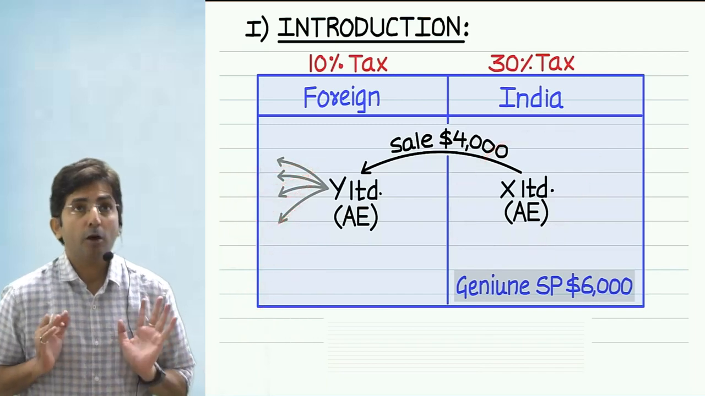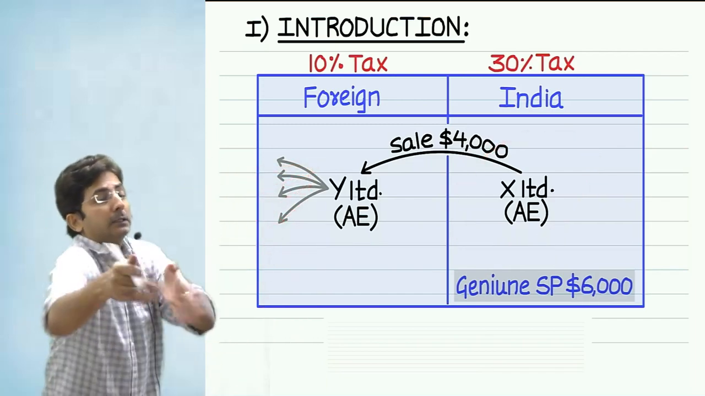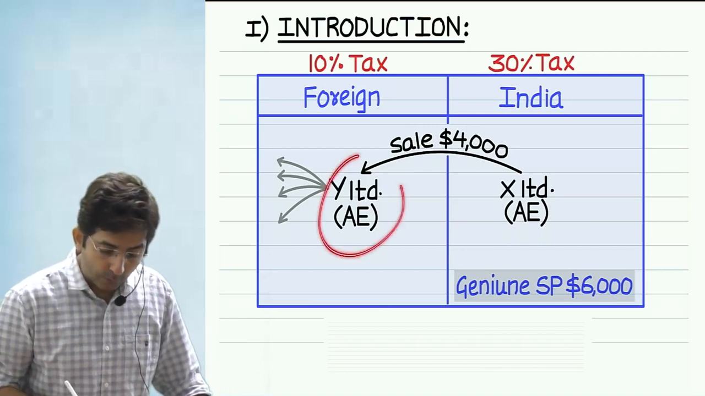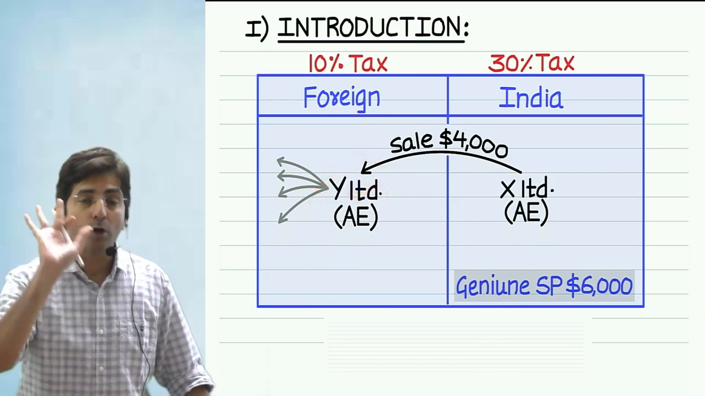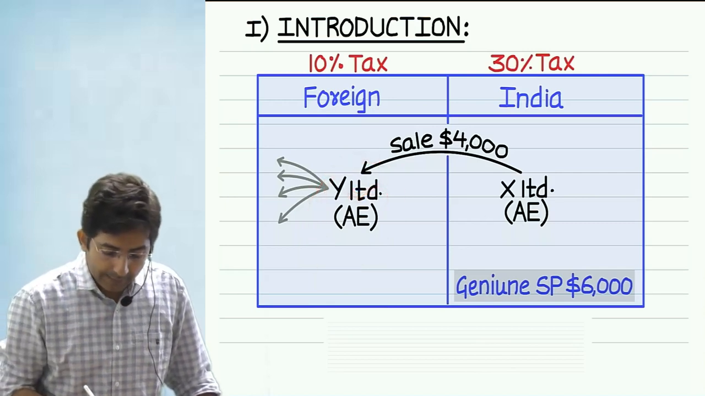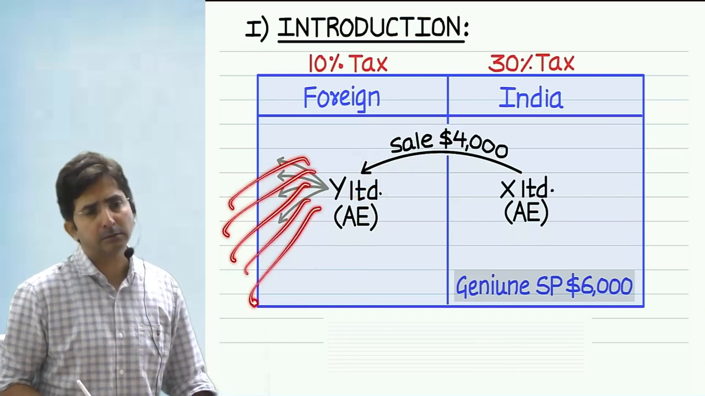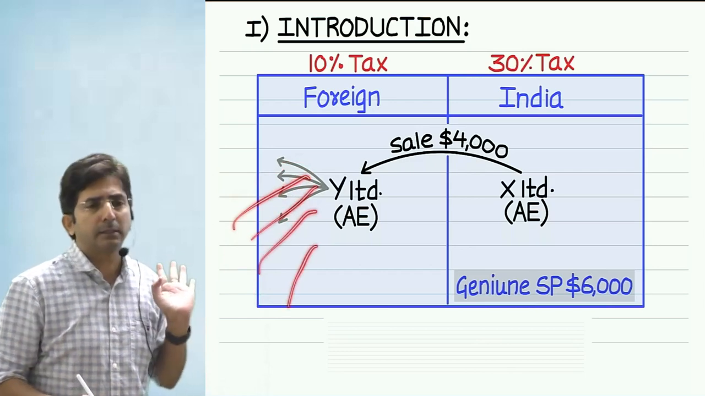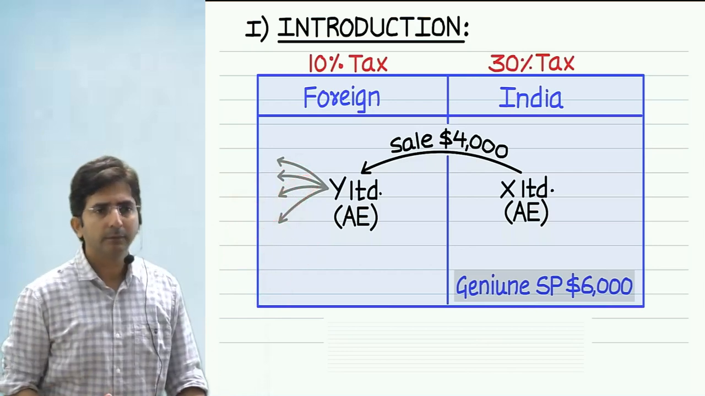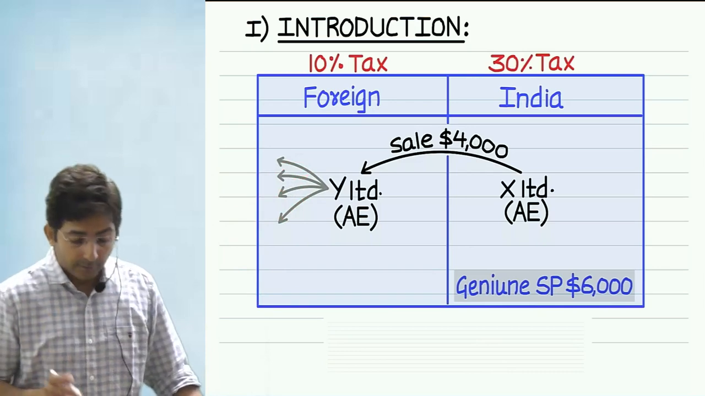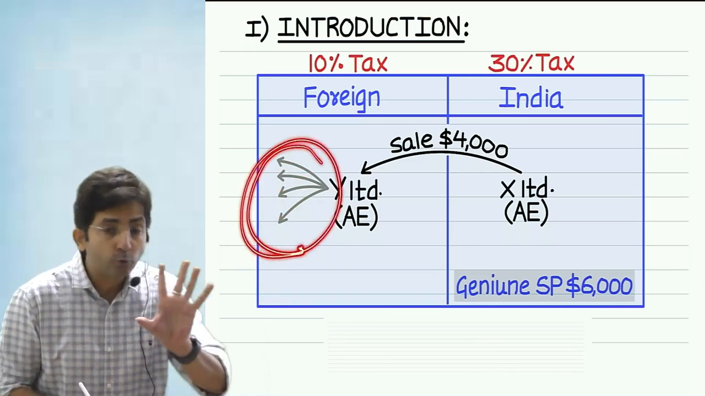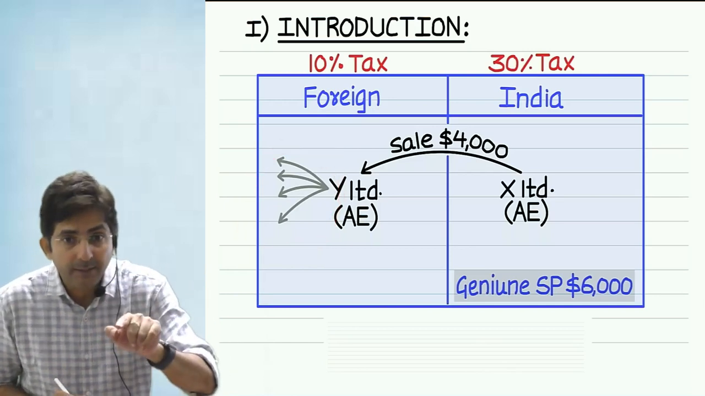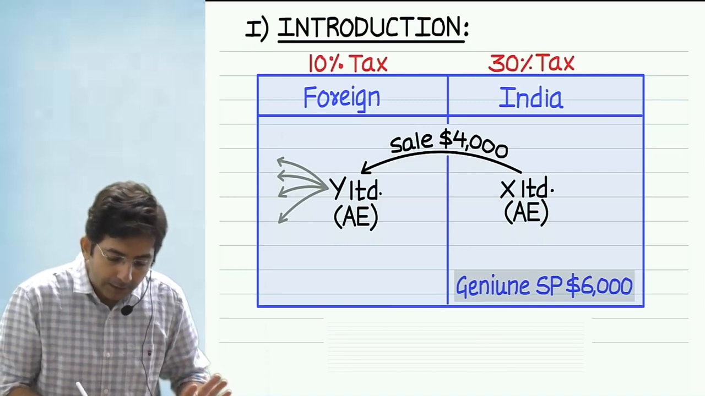It means X Limited cannot put its hands up and say, this is not my sale, it is a sale of the branch. A branch means it is you only. See, when you do it through a separate entity, X Limited can simply raise the hand and say, these are not my sales. That is a sale of Y Limited, because Y is a separate entity. And this sale is actually at a genuine price, because this is to customers in foreign countries. So when it is a separate entity, you can always detach yourself.